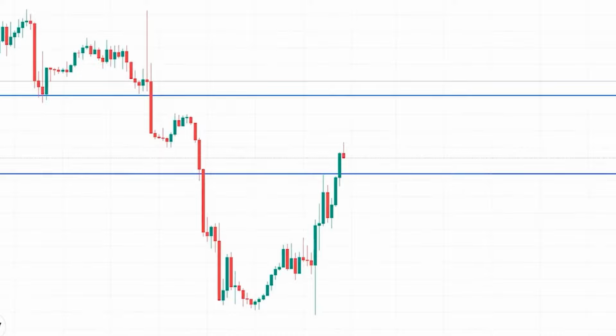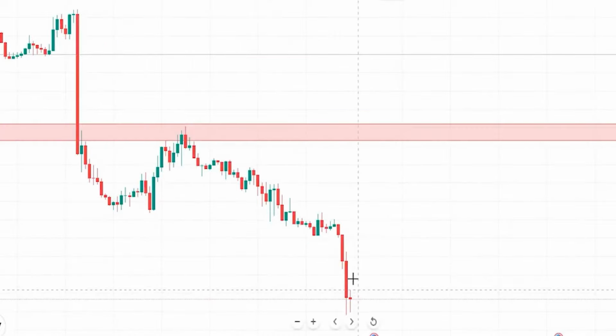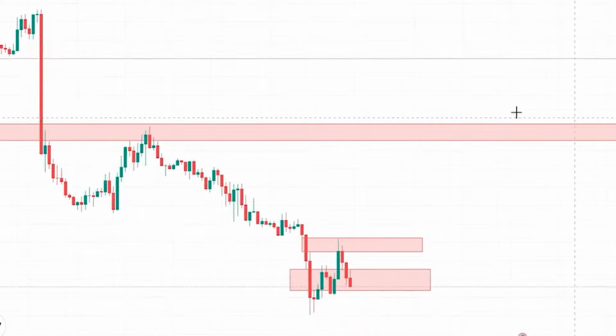That's why imbalance should always be used together with other tools. Here's another example where we mark two imbalances in sequence. As shown, price reacts to both.